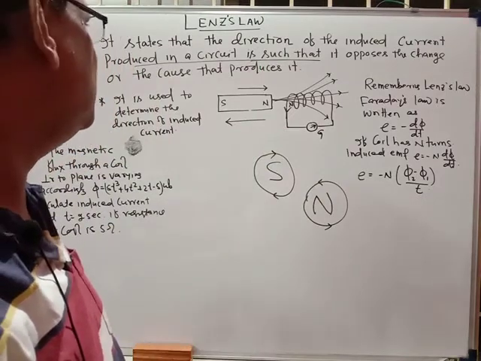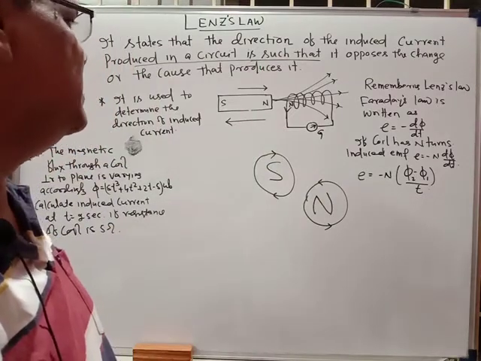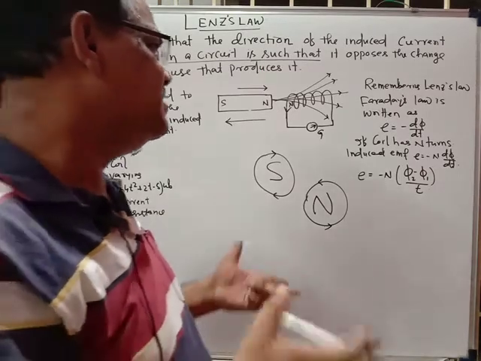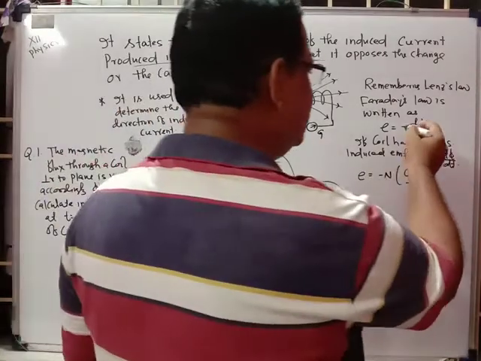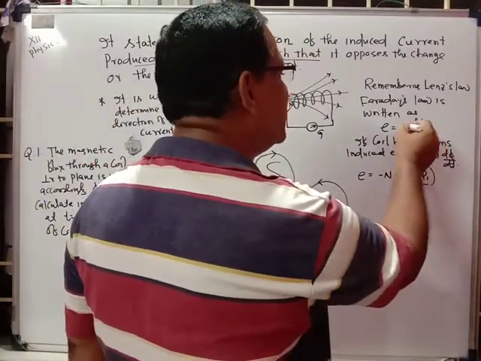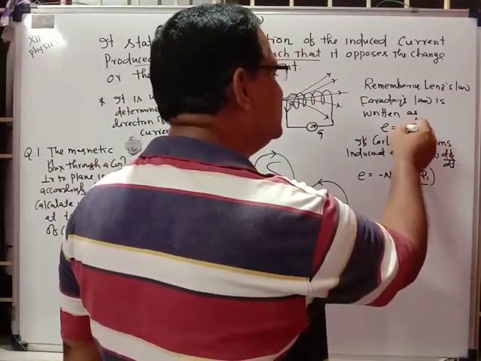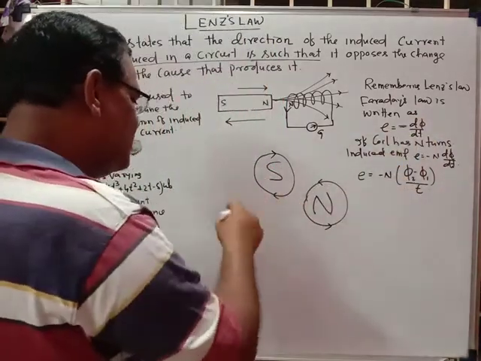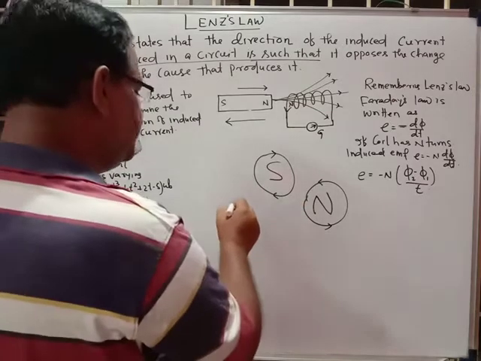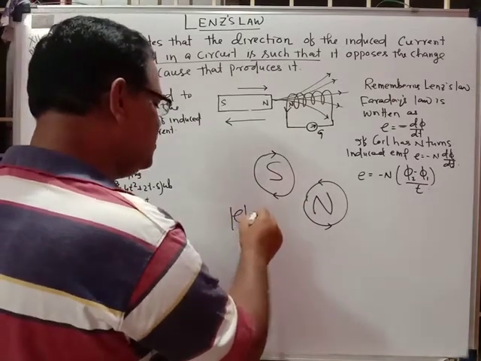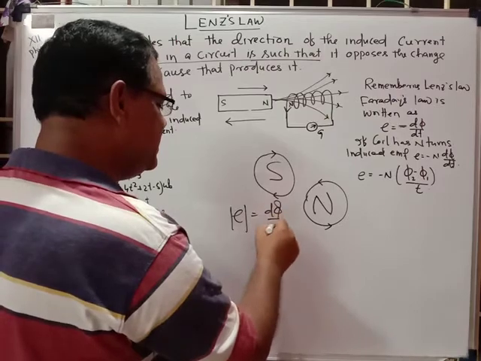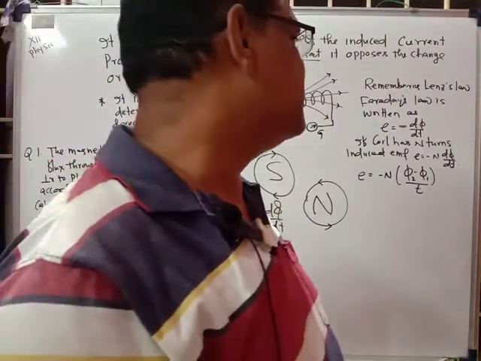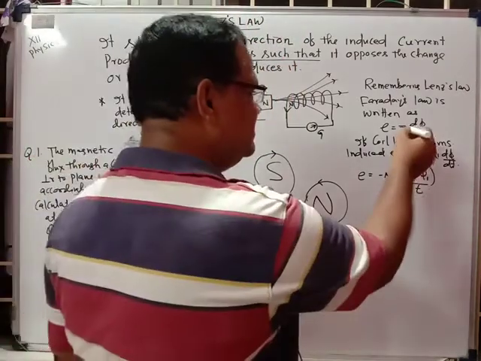So Lenz's law is always used to determine the direction of the induced current. Faraday's law can be written as E equal to minus d phi by dt. We are using the polarity minus, because in the last video, from Faraday's law, you must know the magnitude of induced EMF equal to d phi by dt. If you are adding the direction, then Lenz's law can be written as E equal to minus d phi by dt.